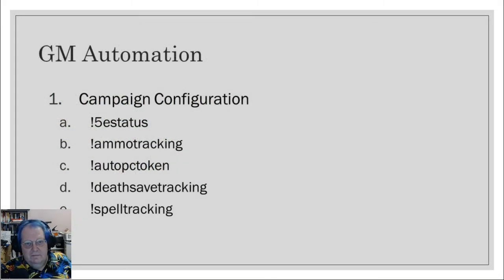Ammo tracking turns on the support for ammo tracking, so again, campaign configuration. Auto PC token again turns on this feature, so again, campaign configuration. Death save tracking, again, it's a campaign configuration because it affects the whole game. Spell tracking, same deal. So everything down to this point will be in the first of the three menus, the one that deals with the campaign configuration.